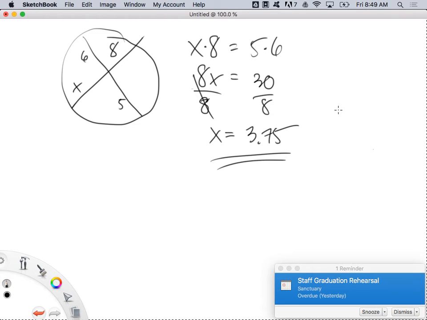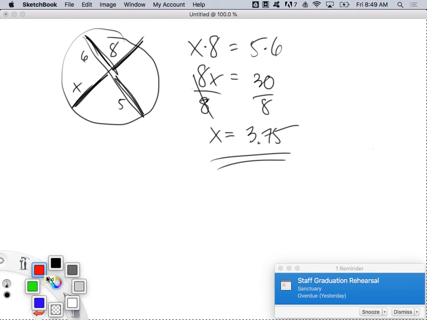Why did you do x times 8 and 5 times 6? It's this one times this one equals this one times this one. You see? It's the red times the red equals the blue times the blue. Simple as that. You see?